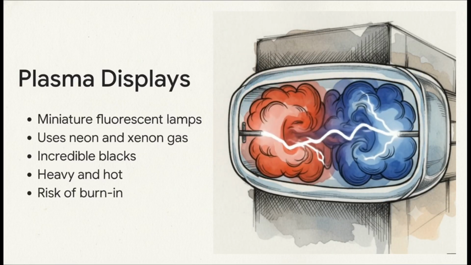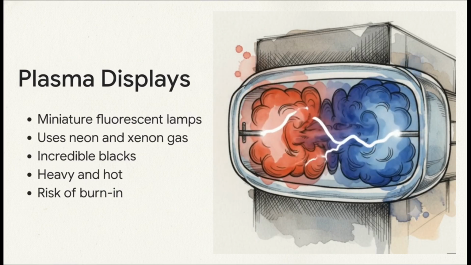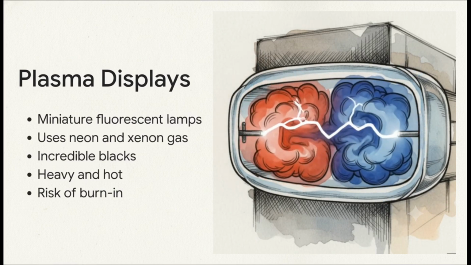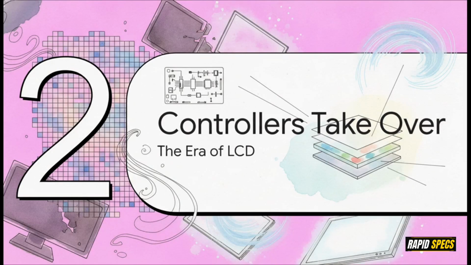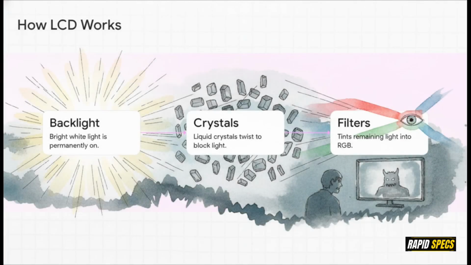It kept the incredible black levels and motion clarity of a light producer, but it inherited all the old problems. They were incredibly heavy, ran super hot, used a ton of electricity, and suffered from permanent screen burn-in. They were also just astronomically expensive to make. The industry desperately needed a cheaper alternative. Which brings us to Chapter 2, the light controllers take over. To solve those flaws, engineers decided to completely abandon light-producing pixels. This was the dawn of the liquid crystal display, or LCD.